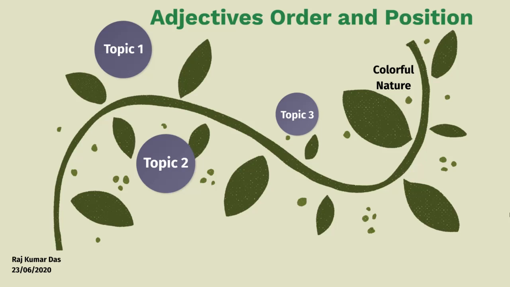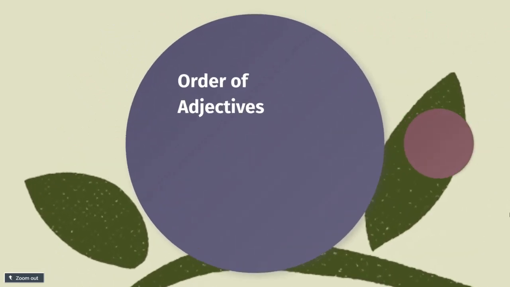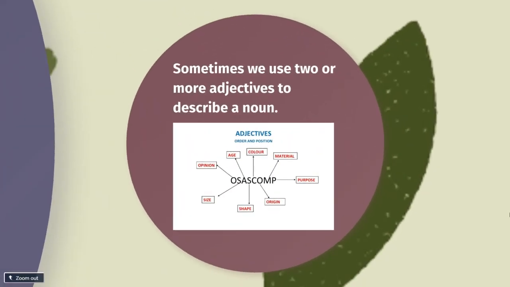So we started this chapter with the first topic. It was order of adjectives, where I told you when we put two or more adjectives, there are certain rules that are supposed to be followed. Sometimes we use two or more adjectives to describe a noun. So what did we learn about adjectives? We learned that an adjective modifies or describes a noun.